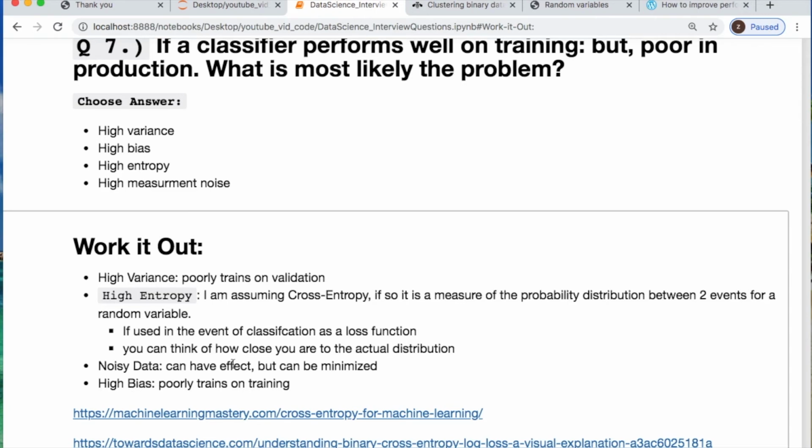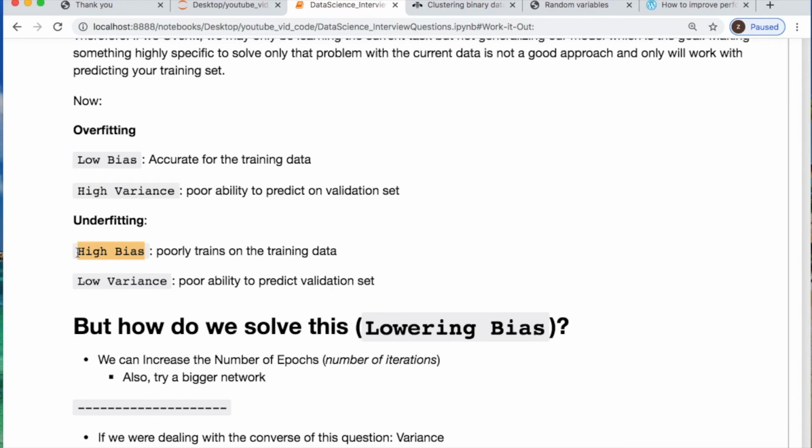So let's scroll back to the top. Give me a second. So remember, the training data, high bias, gives us a poor result, and it also affects our ability to perform on our validation set.